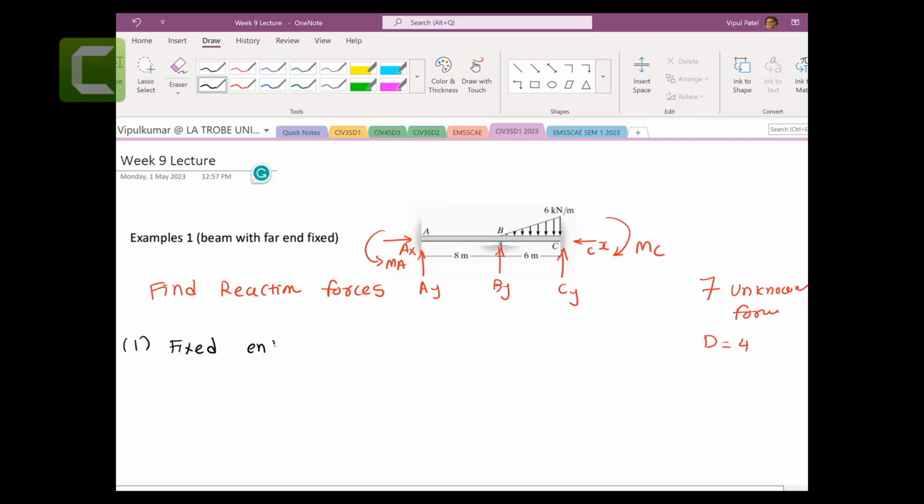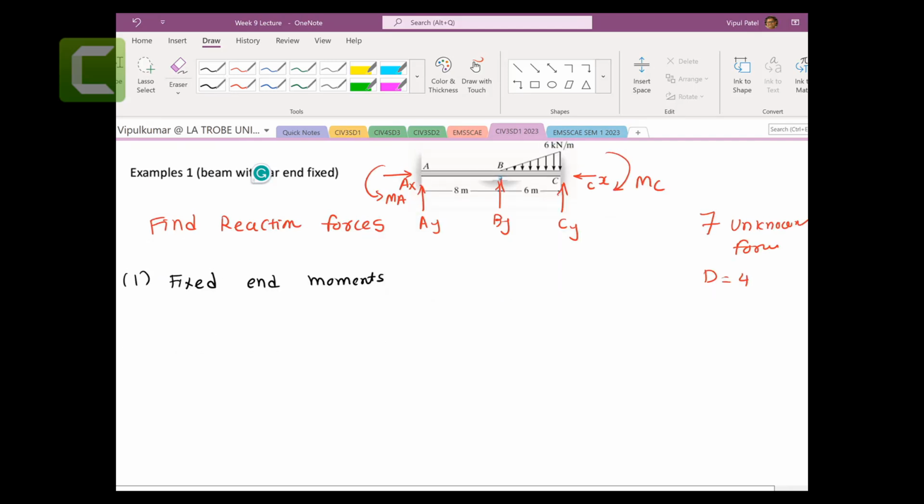Let's calculate the fixed end moments. Now to calculate the fixed end moments, we can draw up the pictures here. So this one A is fixed. We make B fixed as well. You can see the internal ones.